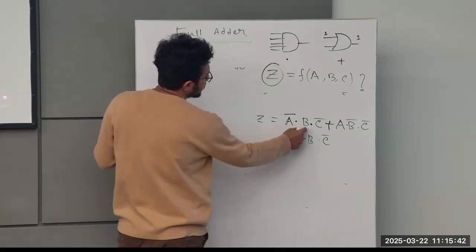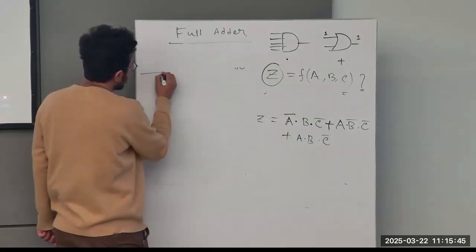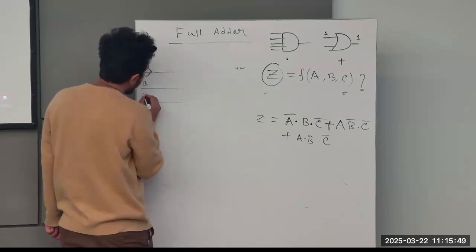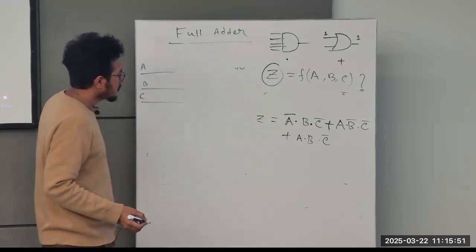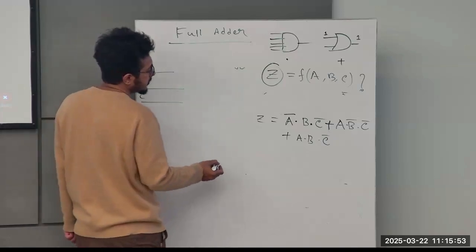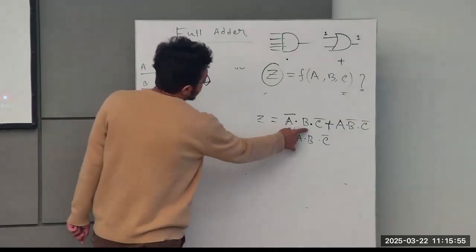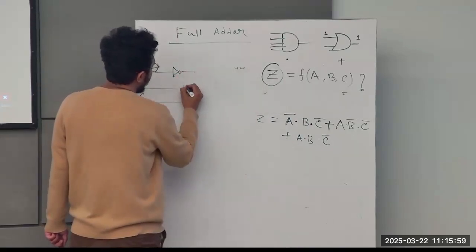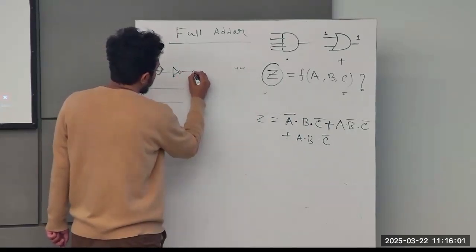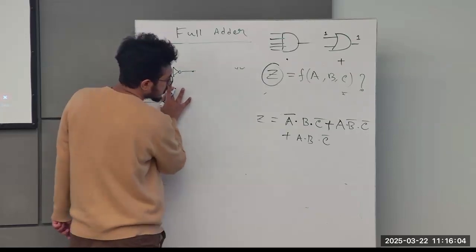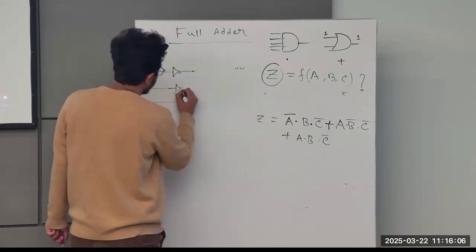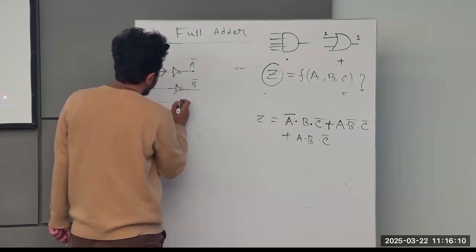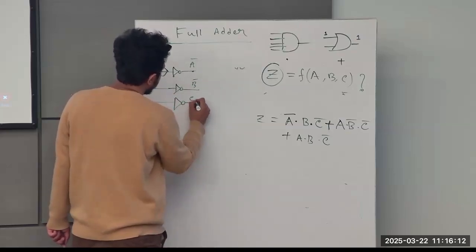So we need A naught, B, C naught. So let's think of this as A, this is B, this is C. Okay. So now we need this A naught, B, C naught. So we need an A naught. So let's say this is A naught, this is B naught, and this is C naught.